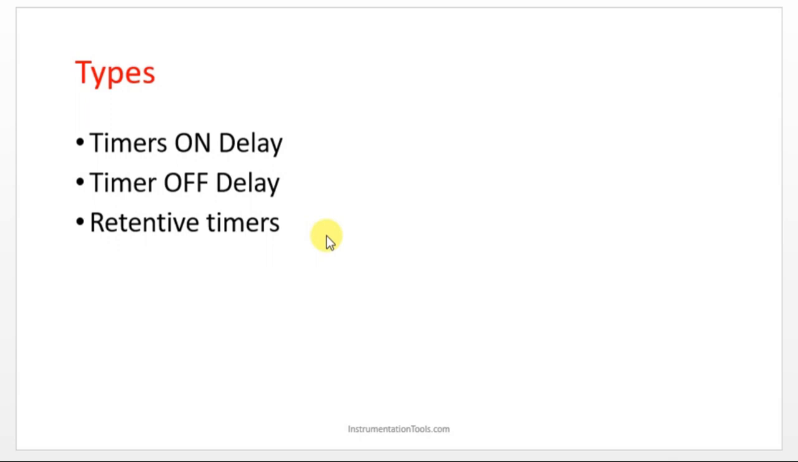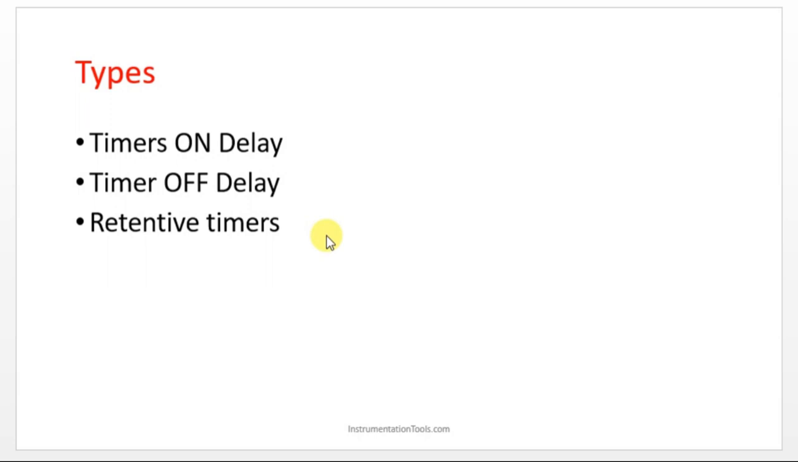If you put an on delay timer in between the switch and the motor, what will happen? When you turn on the switch, the timer will automatically turn on. The timer will start counting like 0, 1, 2, 3, and it will reach up to 40 seconds. After 40 seconds, it will give a trigger to the motor so that the motor will get turned on. So this is the on delay timer.